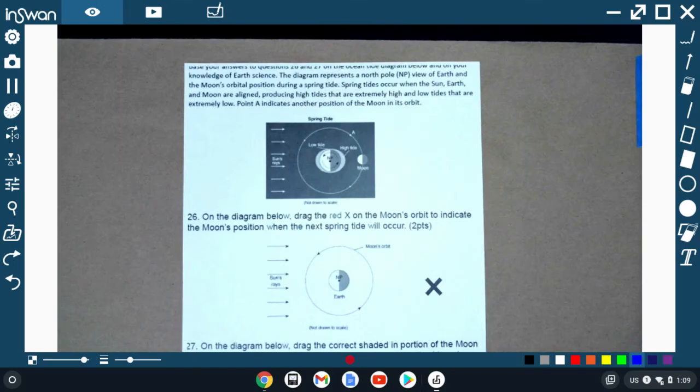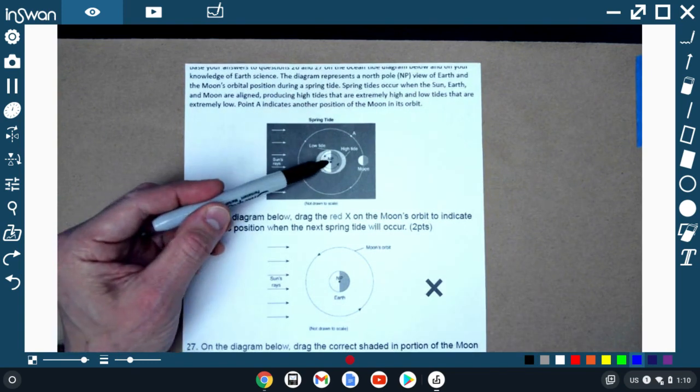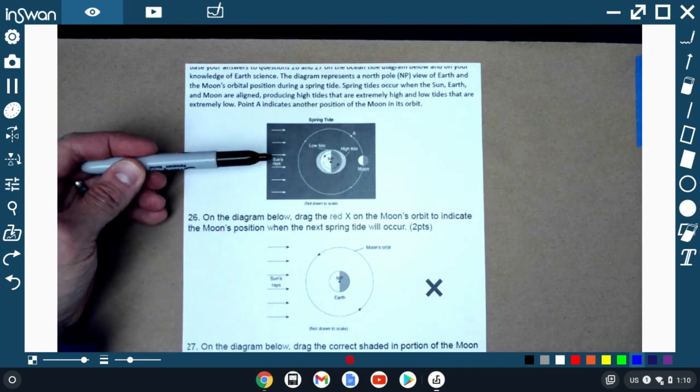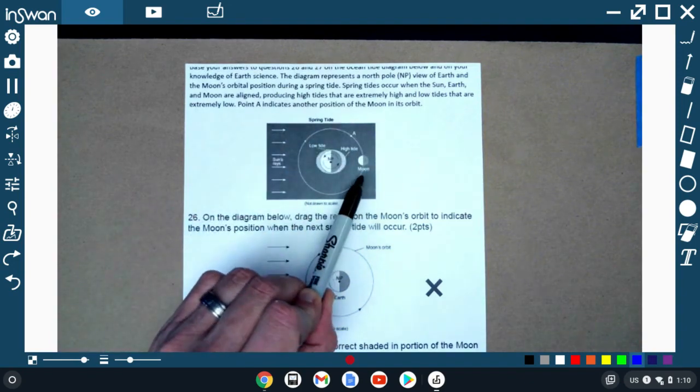Okay, folks, so I want to get to part 2 of our test and take a look at the answers for that. So on the first page here, we're going to look at questions 26 and 27. Both of these are going to be looking at a diagram that represents us looking down at the North Pole. So we can see that the NP, the North Pole here, we can see the sun rays are coming from the left. And this circle around the Earth is going to be the orbit of the moon.